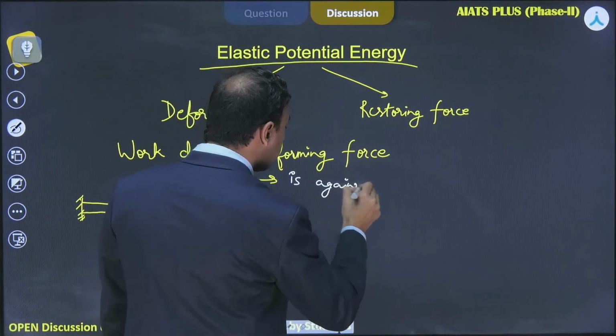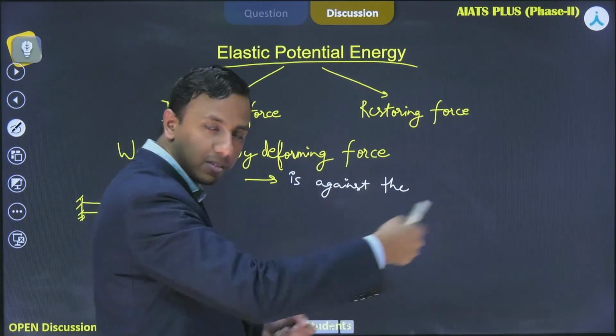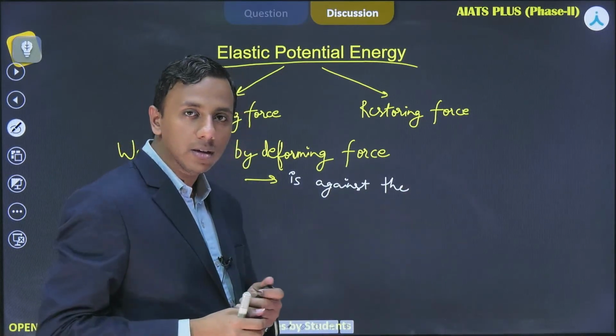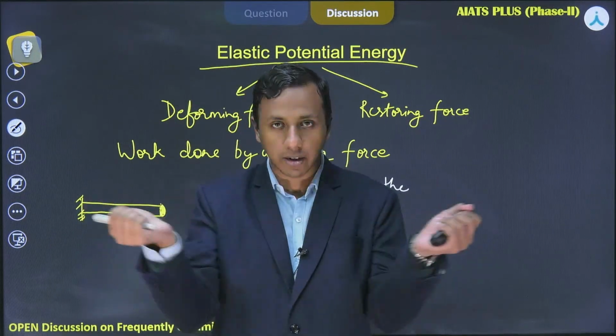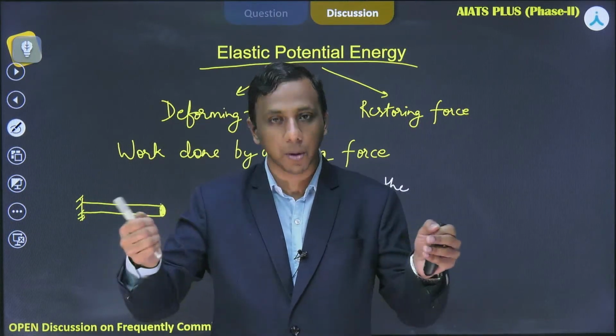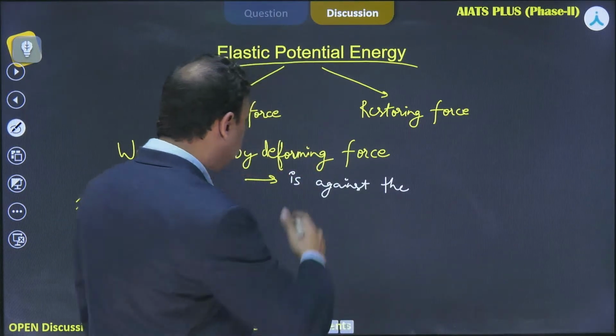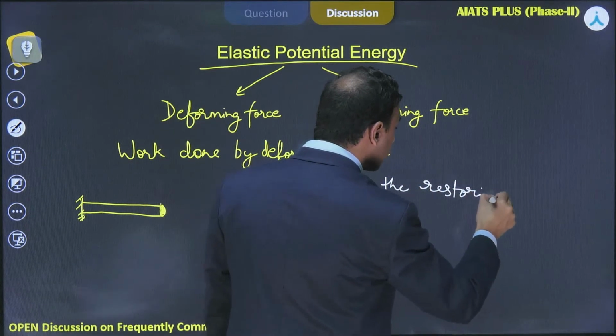It is against the restoring force, isn't it? That work done, the deforming force is obviously in the opposite direction, right? Let's say, for example, if the restoring force was pulling that rubber band towards inside, then the deforming force was pulling the rubber band towards outside. So it is against the restoring force. You can remember it like this.